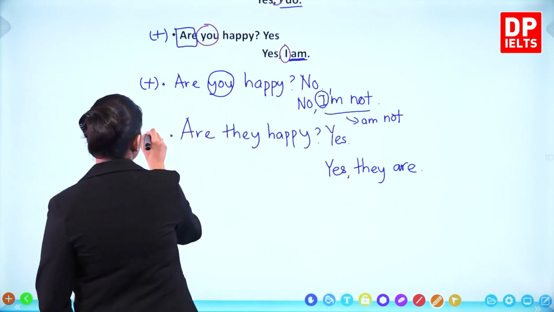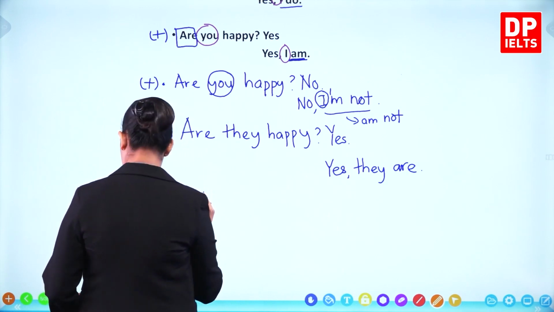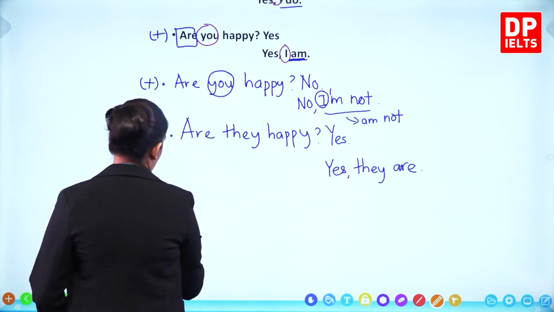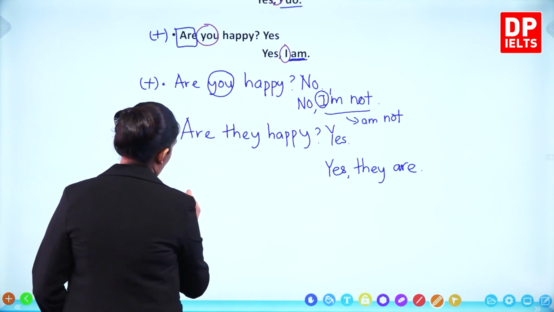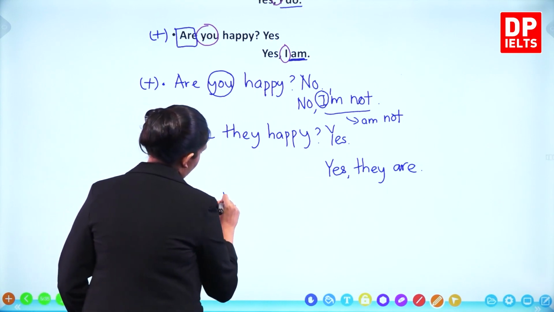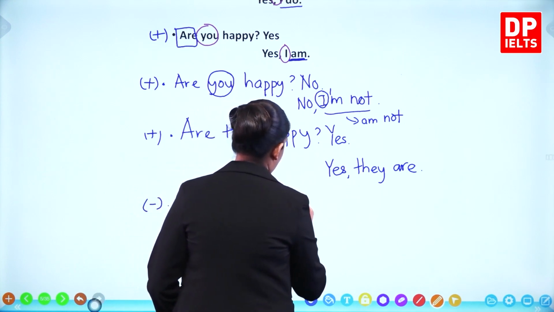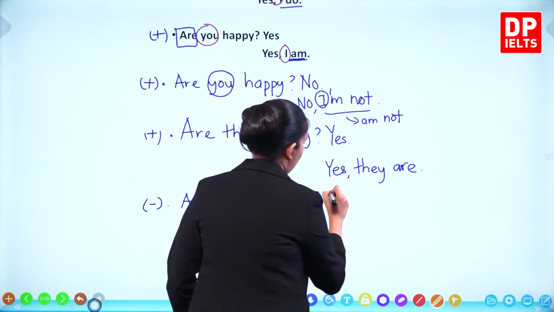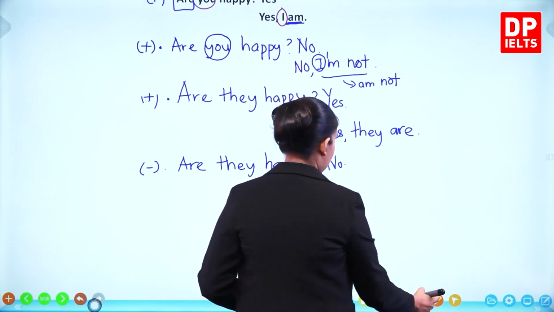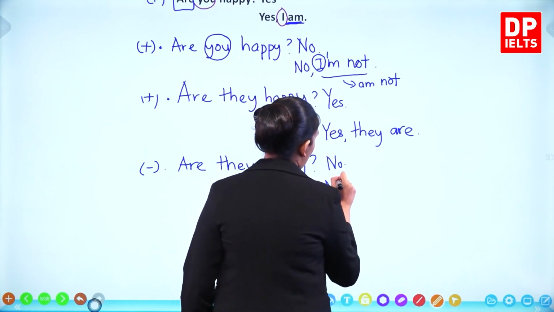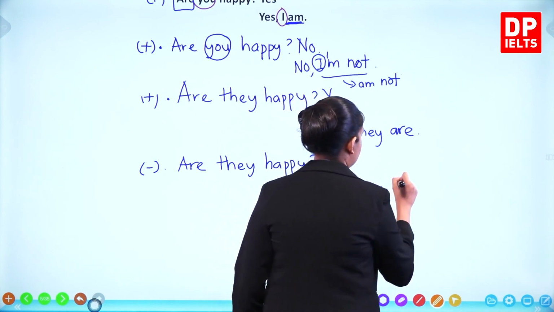Negative form, we can say, are they happy? No is the short answer. Or you can extend the answer a bit and say, no, they aren't.